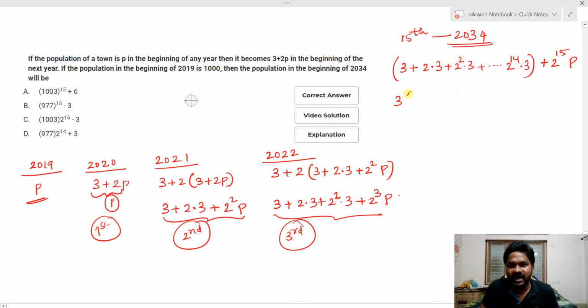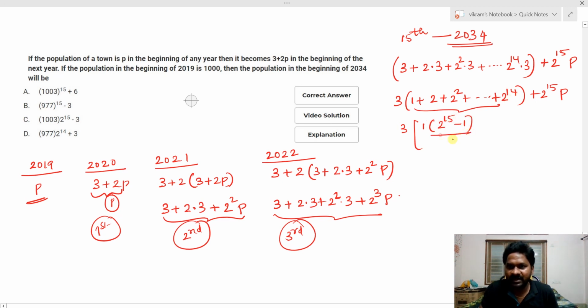Now if we take 3 as a common, then we'll write it as 1 plus 2 square plus so on, 2 power 14, plus 2 power 15 into p. Okay, now it is 3 into, now this is a geometric progression of a finite series. Then we can write a equals 1 and common ratio equals 2, and a into r power n plus 1, that means 14 plus 1, r power 15 minus 1 by r minus 1, 2 minus 1, plus 2 power 15 into p.